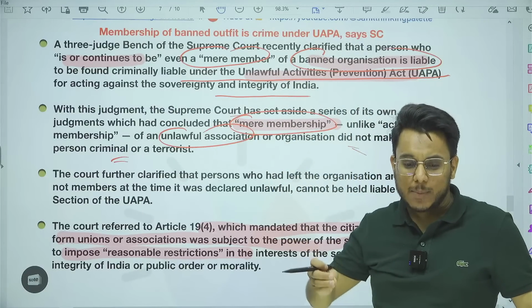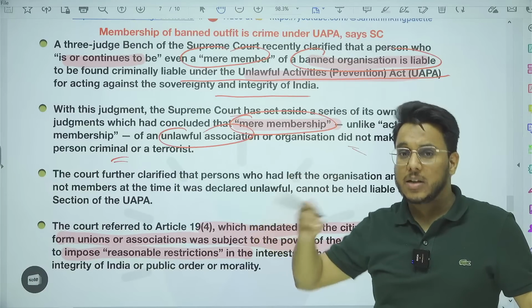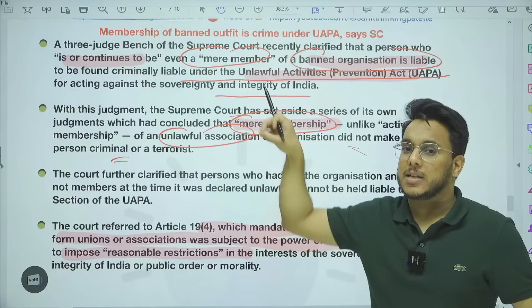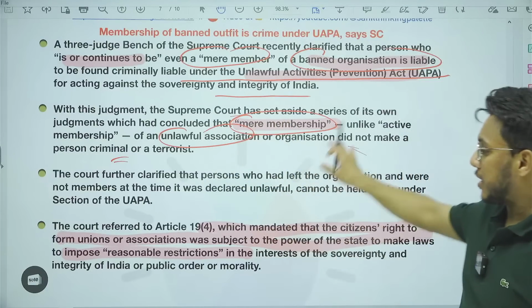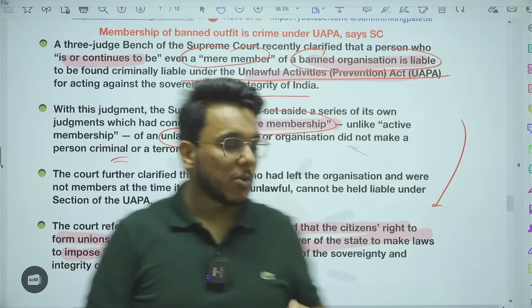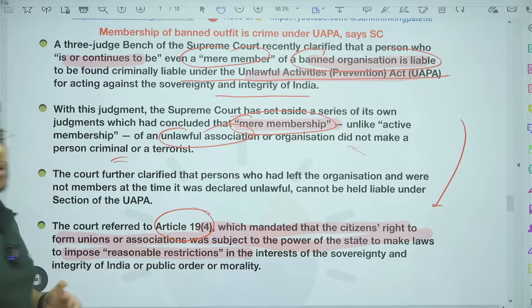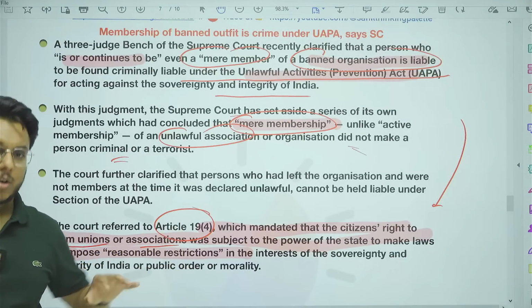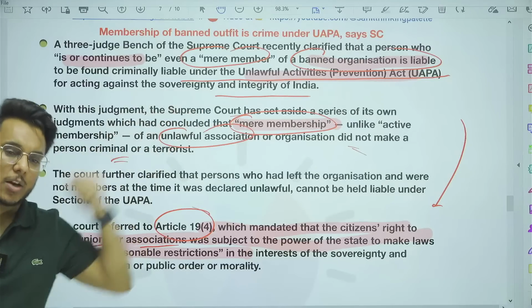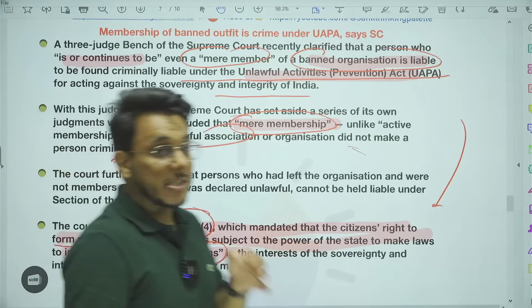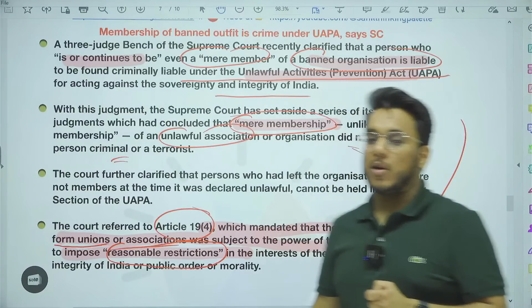Earlier it said that just a membership doesn't make a person a terrorist or an anti-national, but now it says that even a membership, if it is there, a person can be charged under UAPA. This is the judgment that has come from the Supreme Court. The Supreme Court has further recognized that we have Article 19, which talks about the right to form unions and associations. You can join an association or an organization, but at the same time reasonable restrictions can also be imposed. You cannot join any organization. Reasonable restrictions can be imposed on this fundamental right.